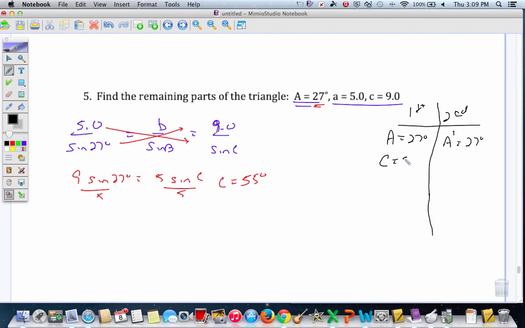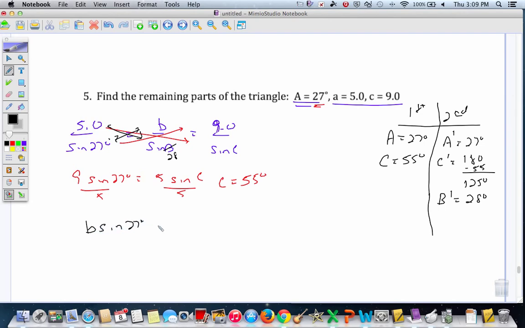Angle A, given information, does not change from one triangle to another. So A or A prime is 27 degrees. We just found angle C here to be 55 degrees. If we have a second triangle, angle C is 180 minus 55, or in this case, 125 degrees. So if you notice, 27 and 125 add to be 152. So we have room for a third angle, and that angle would be 28 degrees.